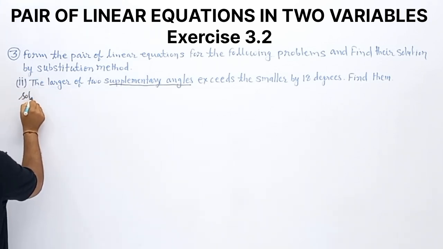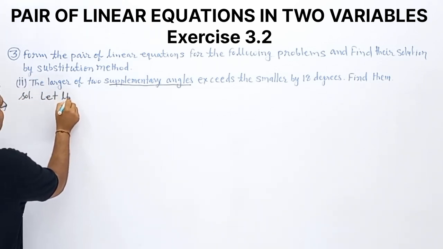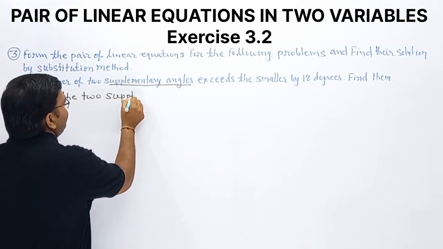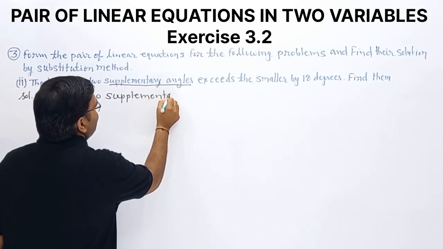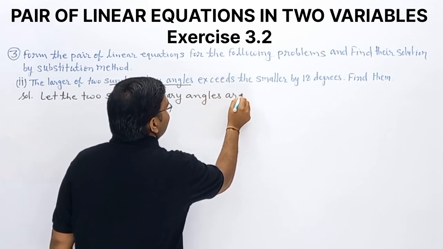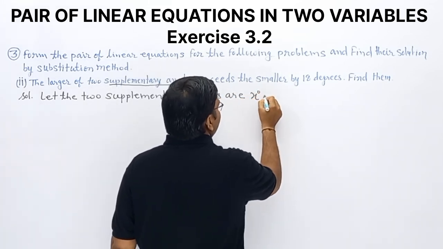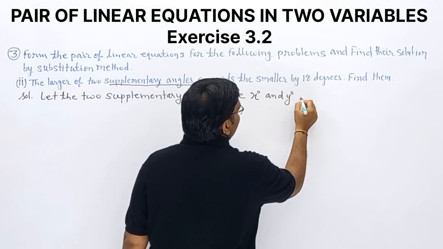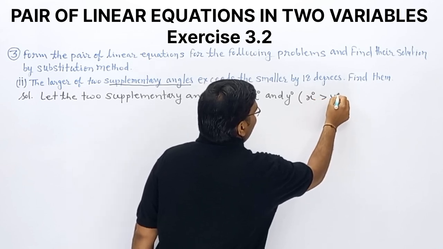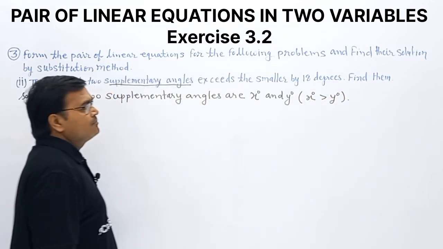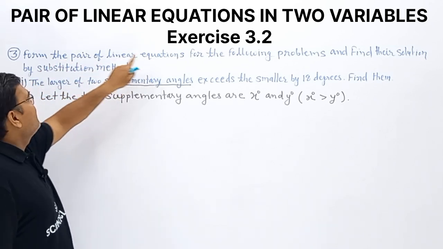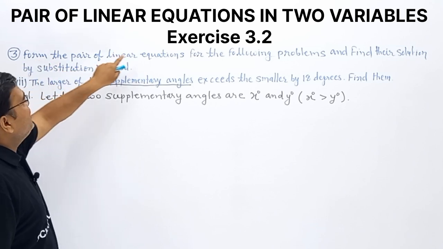So we should assume what? Its solution. Let the two supplementary angles are x degree and y degree, in which x degree is greater than y degree, we are assuming. Clear? What is our task here? We want the pair of linear equations. We want to form the pair of linear equations.